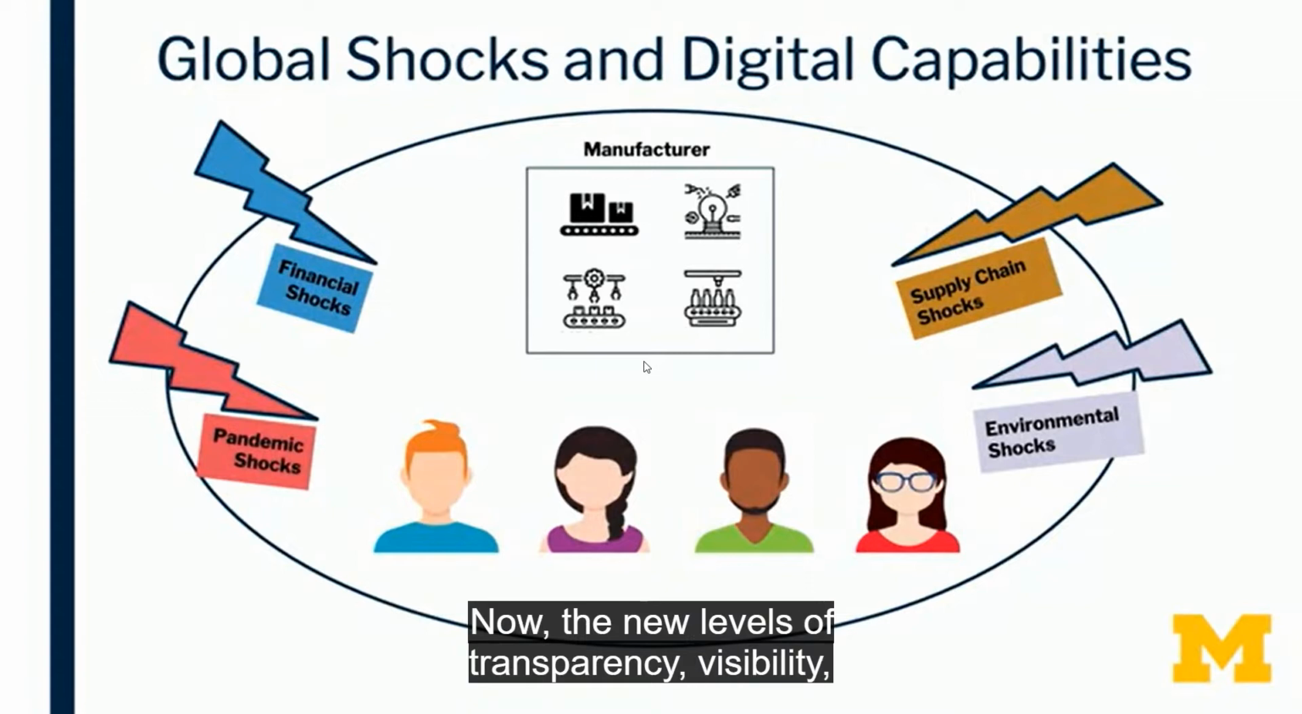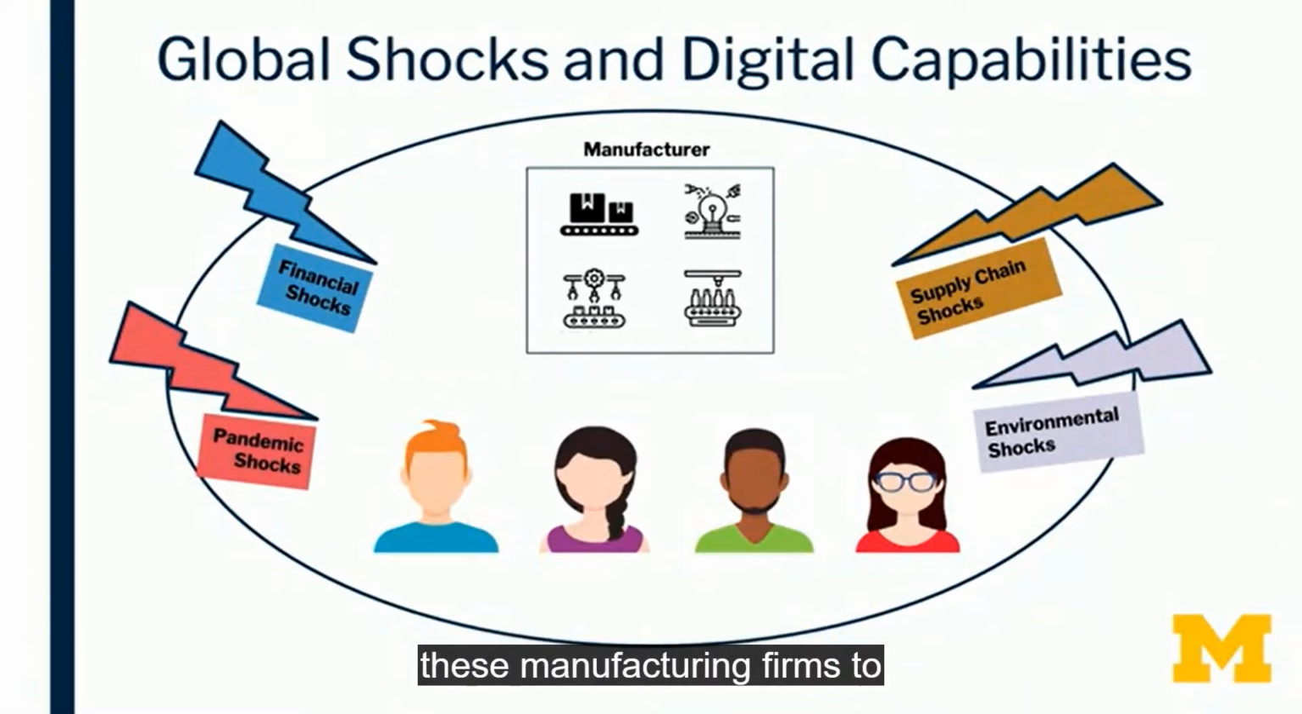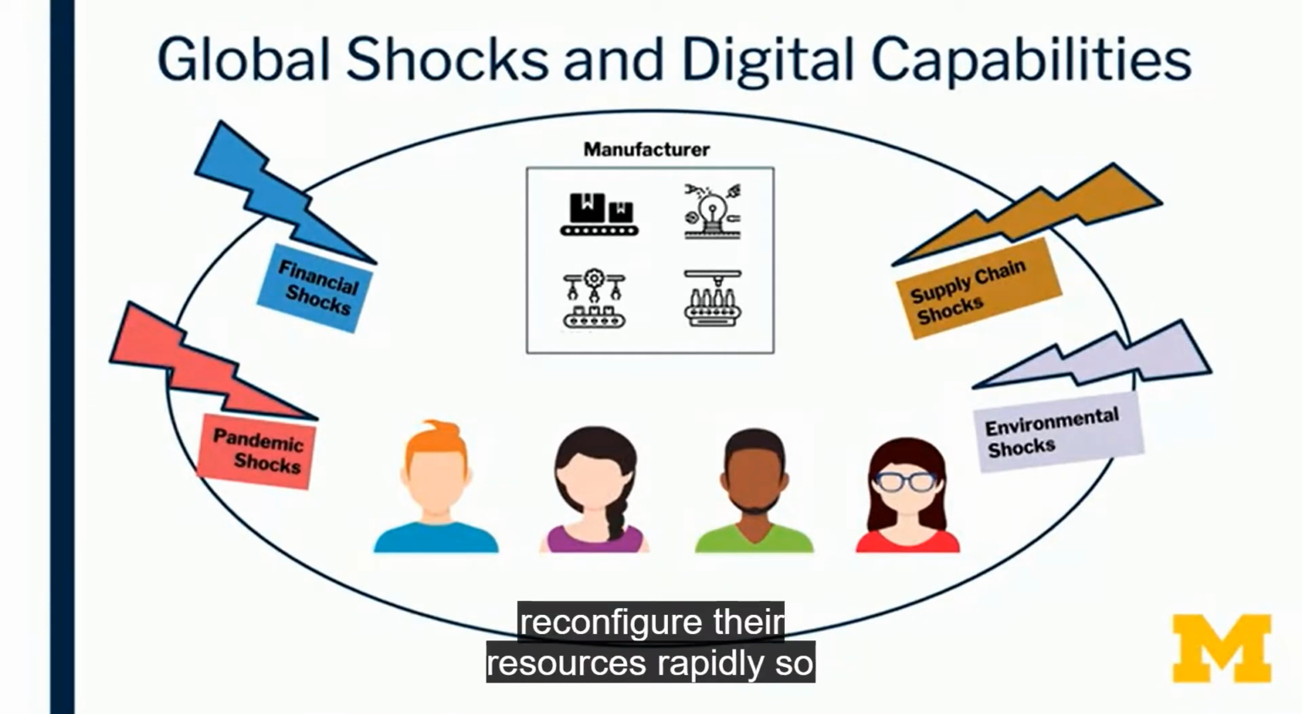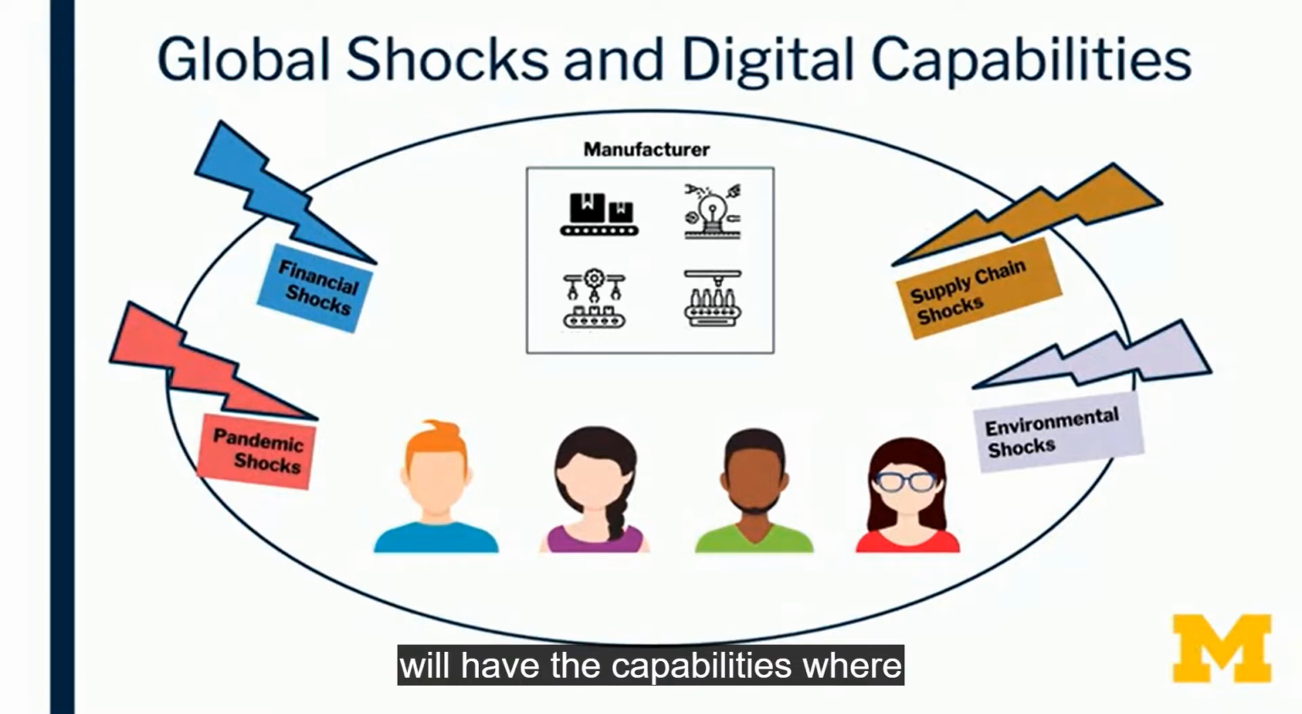Now, the new levels of transparency, visibility, and the flexibility that comes from these digital technologies allows these manufacturing firms to reconfigure the resources rapidly so that they can respond back fast to these shocks. Similarly, if there is a financial shock, the digitally mature organizations will have the capabilities where they have visibility to the financial risk that they are exposed to.